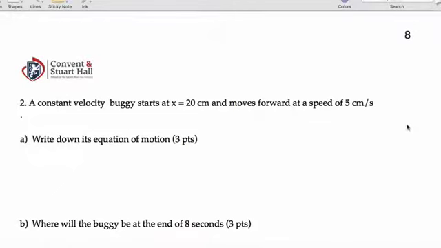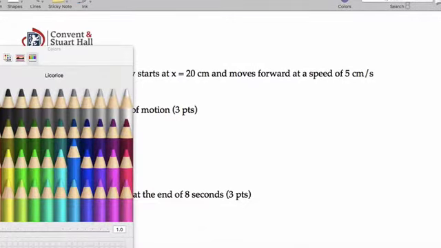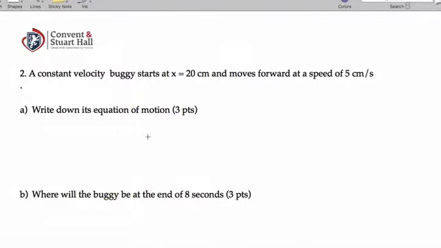Now we have a constant velocity buggy. It starts at 20 centimeters and moves forward at a speed of 5 centimeters per second. And we want to write down its equation of motion. So I've worked out practice exam number 1, so I'm going to be a little bit quicker with this one.